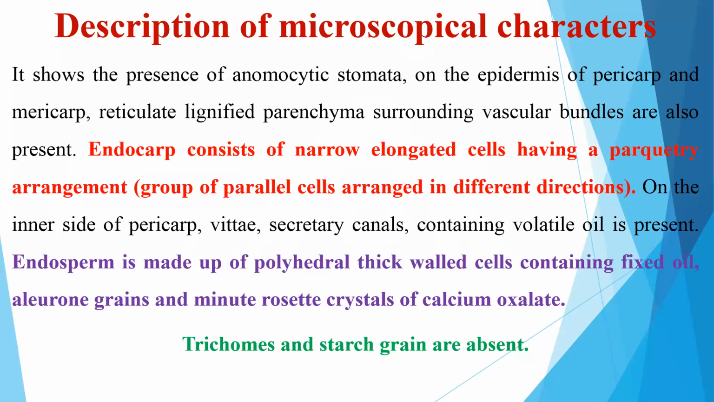Next, the description of microscopical character of fennel. From the schematic diagram of the microscopical character of fennel, we can see the anomocytic stomata are present in fennel fruit on the epidermis layer of pericarp and mericarp, and also reticulate lignified parenchyma cells are present surrounding the vascular bundle. Vascular bundle is also present in fennel.